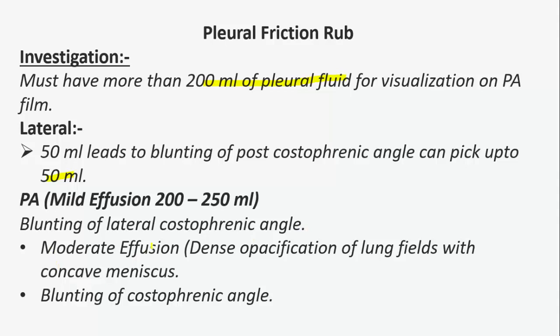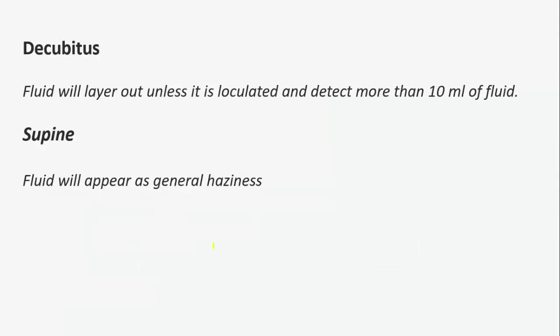In moderate effusions, there is dense opacification of lung fields with a concave meniscus and blunting of the costophrenic angle. In a decubitus view, fluid will layer out unless it is loculated, and it can detect more than 10 ml of fluid. In a supine view, fluid will appear as general haziness.